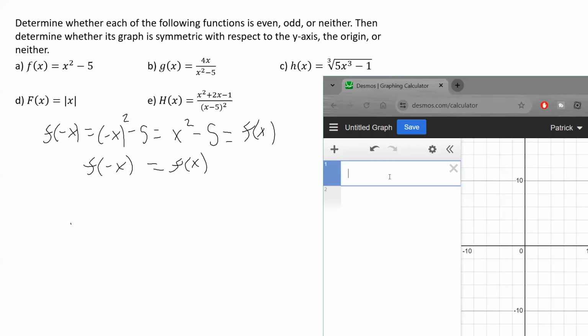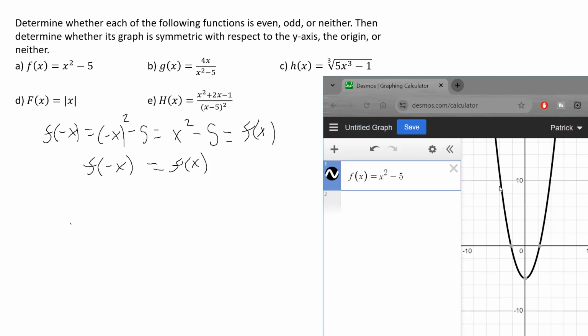Now let me just graph it real quick here in Desmos to show you. f of x equals x squared minus 5, and you can see it's symmetric with respect to the y-axis, and it's also even. Okay, next function.